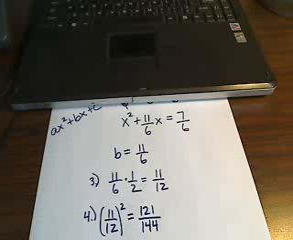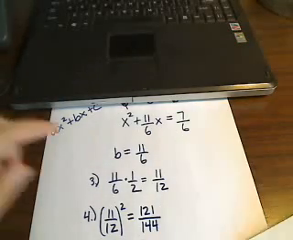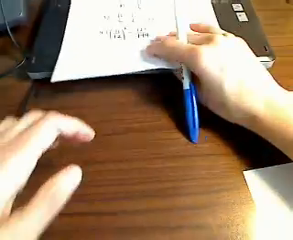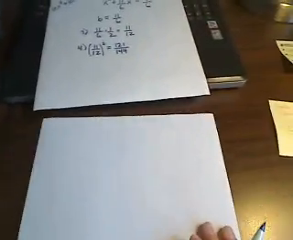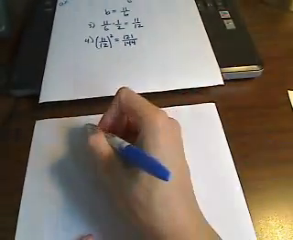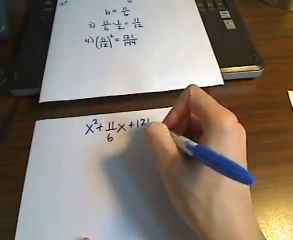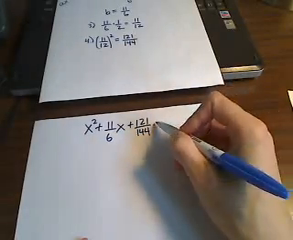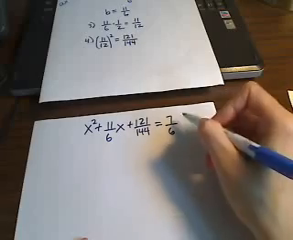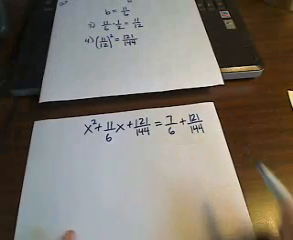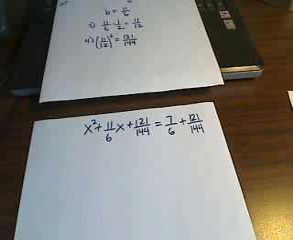Okay, so it's going to look like this. We have the x squared plus 11 over 6 x equal to 7 over 6, and I'm going to use a different piece of paper here. So it's going to look like x squared plus the 11 over 6 x, and then I'm going to add the 121 over 144 to both sides of the equation. So 7 over 6 plus 121 over 144.